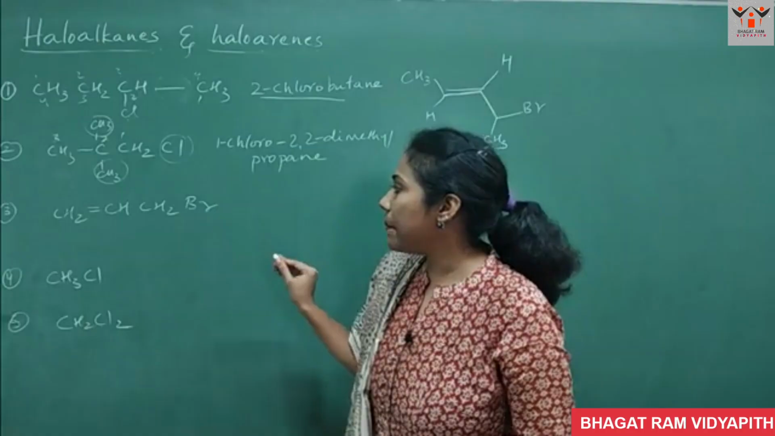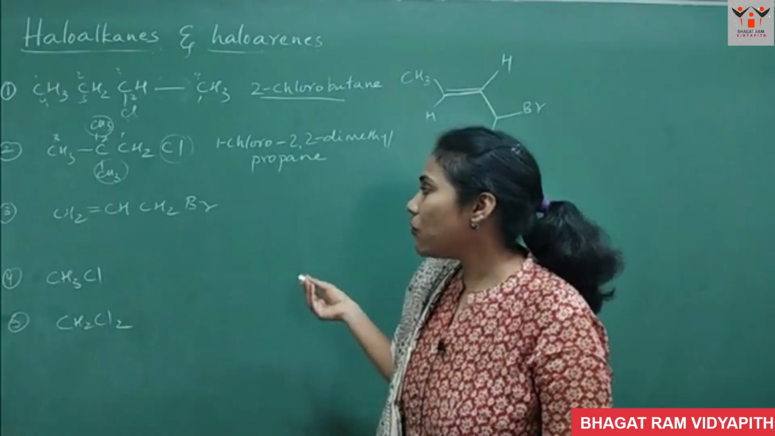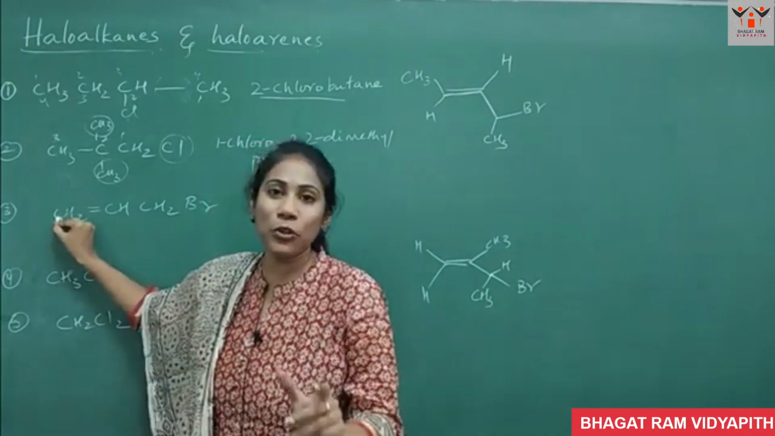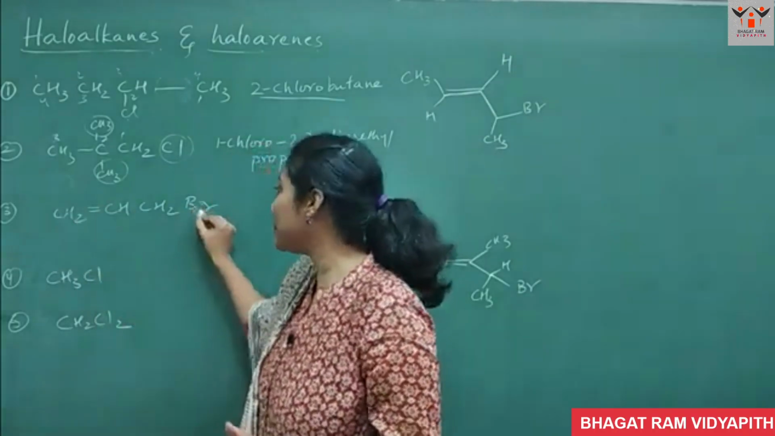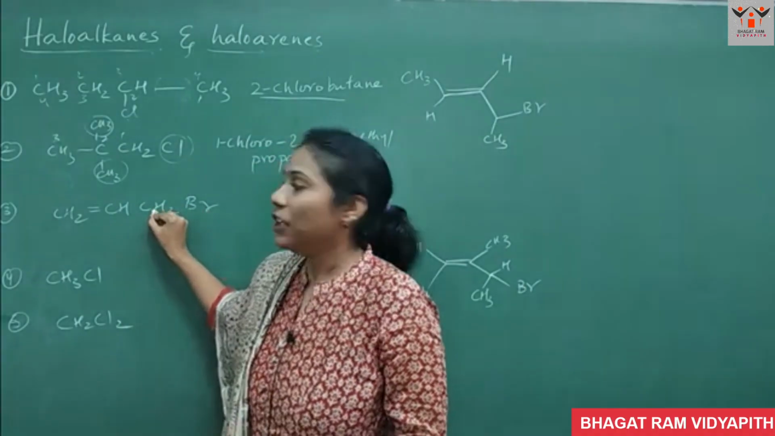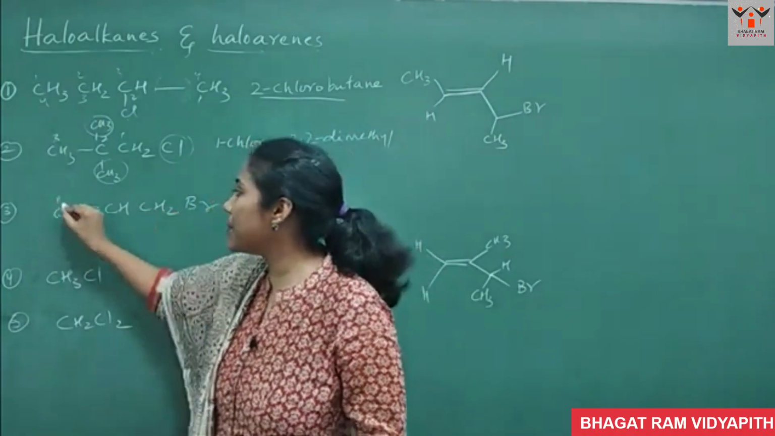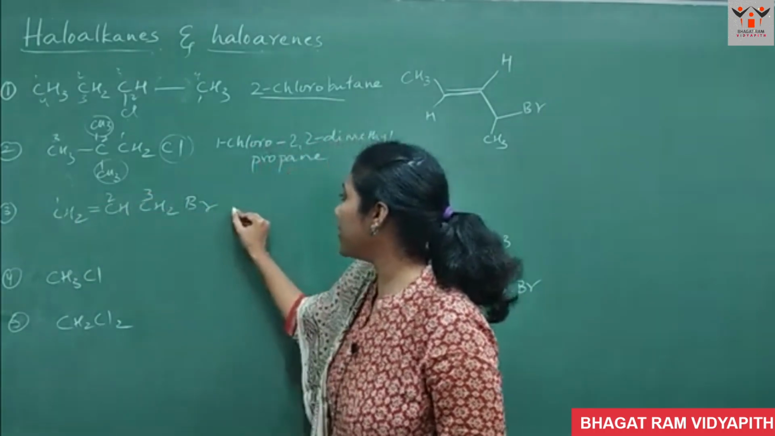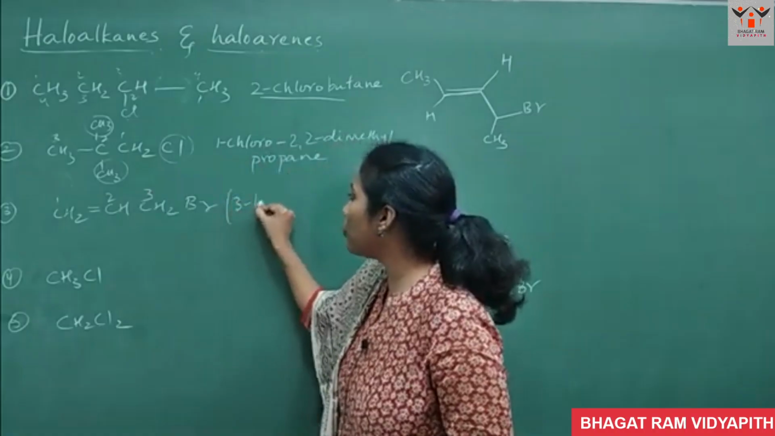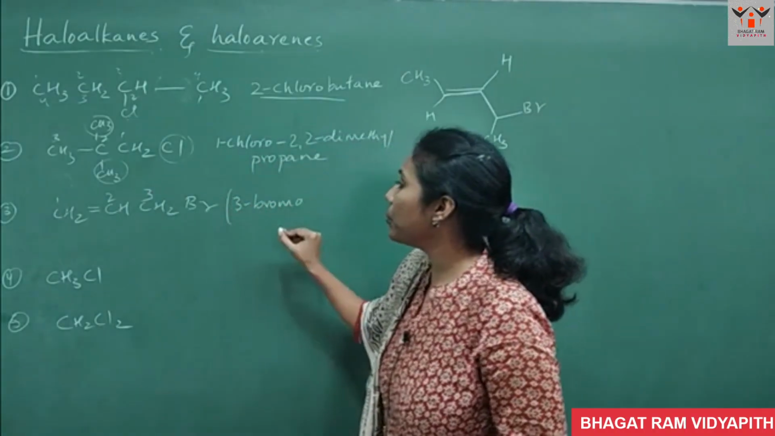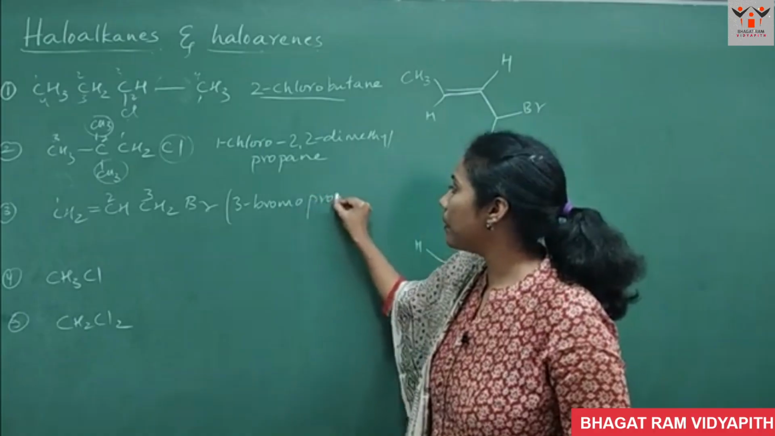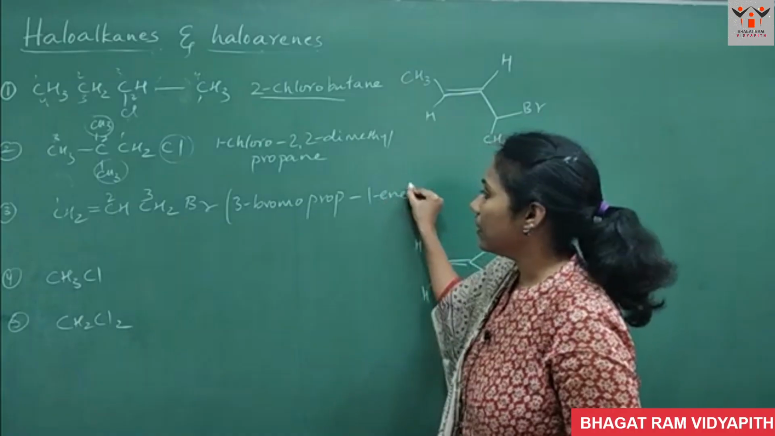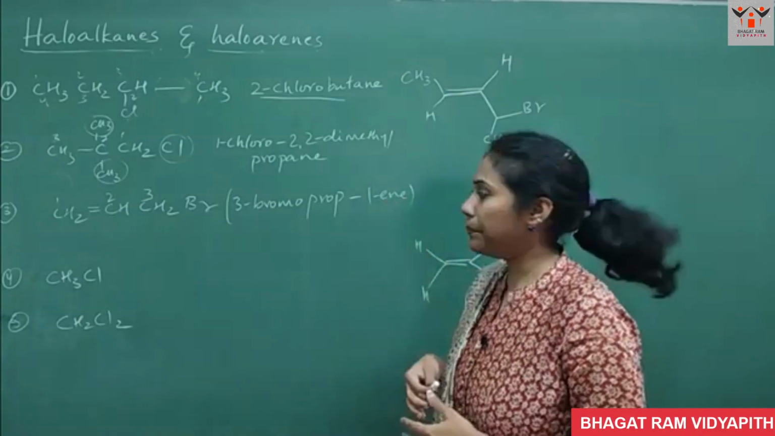Coming to third example, so here what we should do is double bond containing carbon will have more preference than the Br containing carbon. Okay, so we will start numbering from this side. So this is number 1, this is 2 and this is 3. So how do we write the name? It is 3 bromo, okay, prop 1 ene. Okay, so this is how we will name.